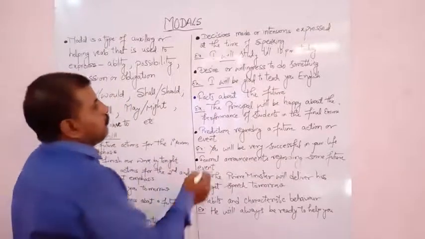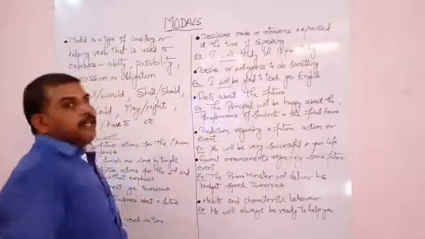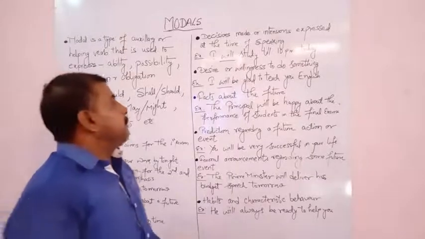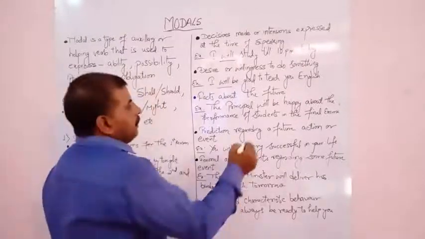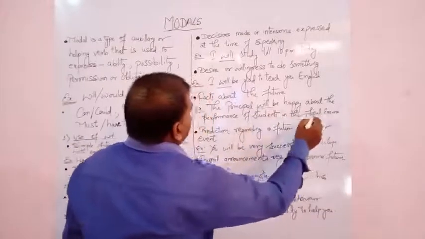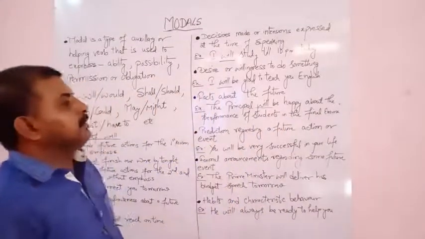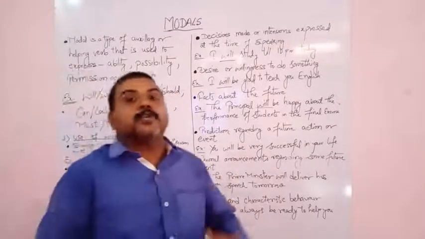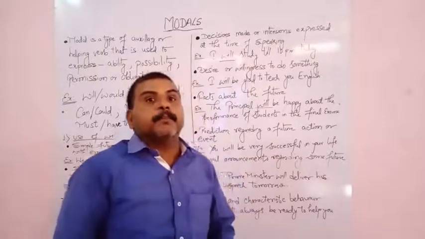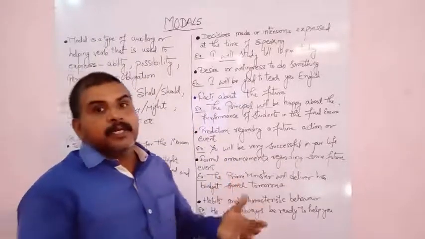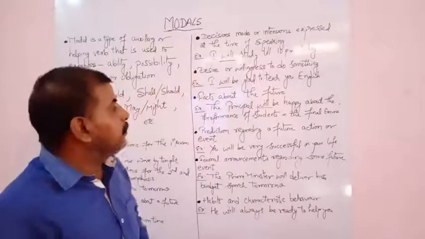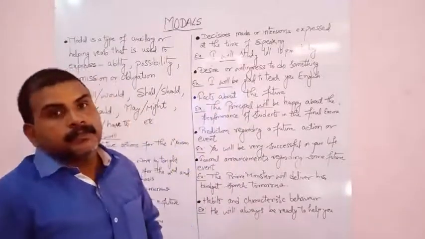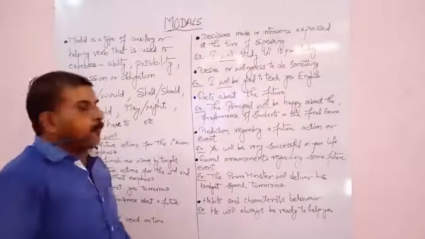Next point, facts about the future. If the future action denotes any facts or truth, then at that time you are going to use the modal will. The principal will be happy about the performance of students in the final exam. Here, if the students show good performance in the final exam, then the principal is going to show happiness, meaning a happy mood. So that means a fact about the future action. So at that time you are going to use will.